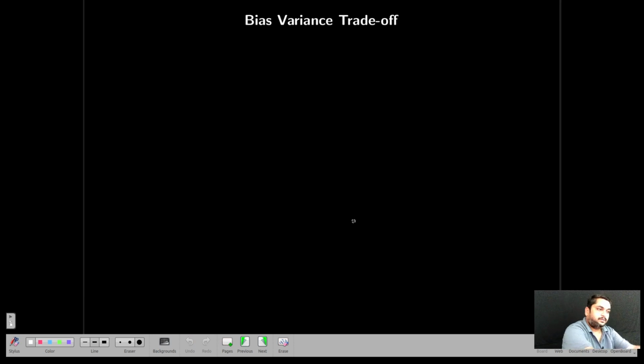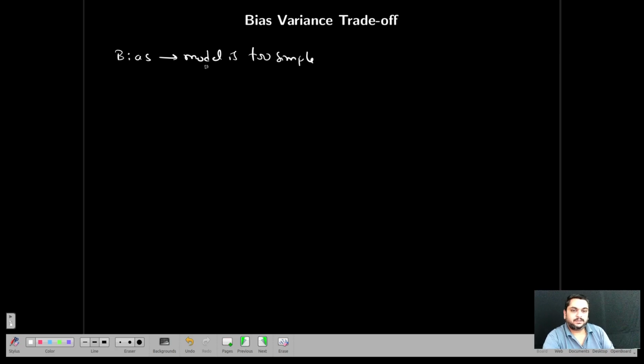Now we will see the bias variance trade-off. What is the bias variance trade-off? You already know the concept. In a learning curve, we always have the bias variance trade-off. What is bias? Bias is when the model is too simple. Too simple means it is not able to capture all the patterns or even simple patterns in the data. This leads to underfitting.